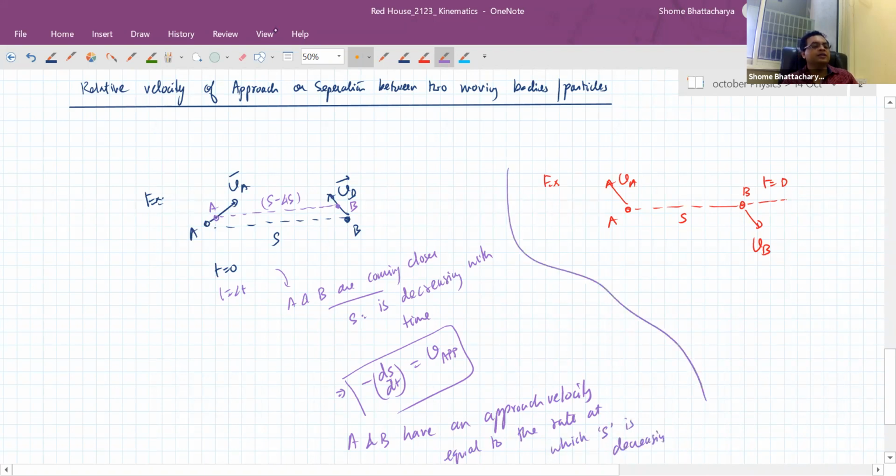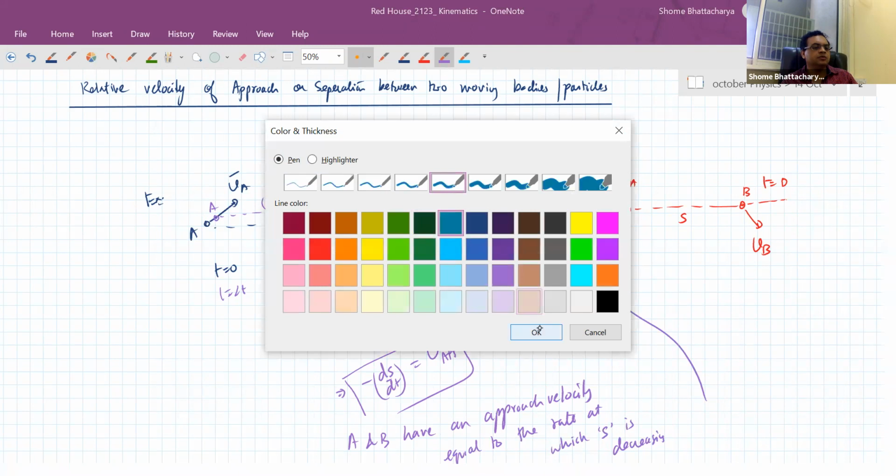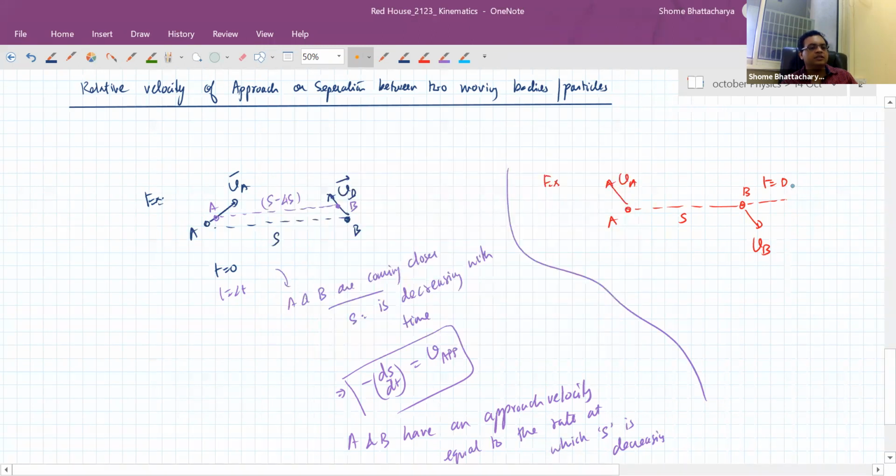On the other hand, if you look at my second example, there the velocities seem to be oriented in such a way that if you look at the same system after a very short duration of time, this is where they are at t equal to 0. Now you look at them after some very short time delta t, A would be somewhere here and B would be somewhere here. So it's quite easy to figure out from the diagram that the distance between them seems to have increased. So here A and B are moving apart.